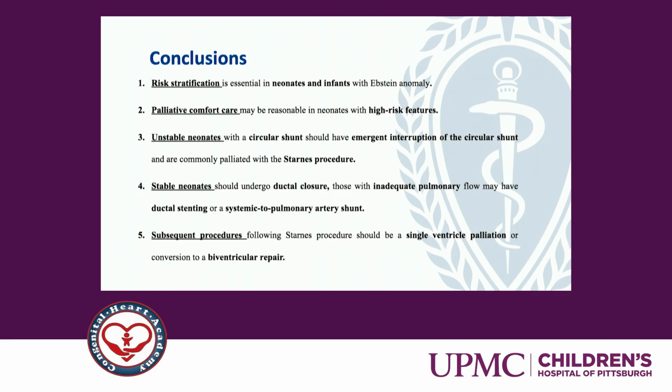So in conclusion, risk stratification is essential in neonates and infants with Ebstein anomaly. Those patients are very difficult to manage early in life. Palliative comfort care may be reasonable in neonates with high-risk features. Unstable neonates with a circular shunt should have emergent interruption of the circular shunt and are commonly palliated with the Starnes procedure. Stable neonates should undergo ductal closure. Those with inadequate pulmonary flow may have ductal stenting or a systemic to pulmonary artery shunt.